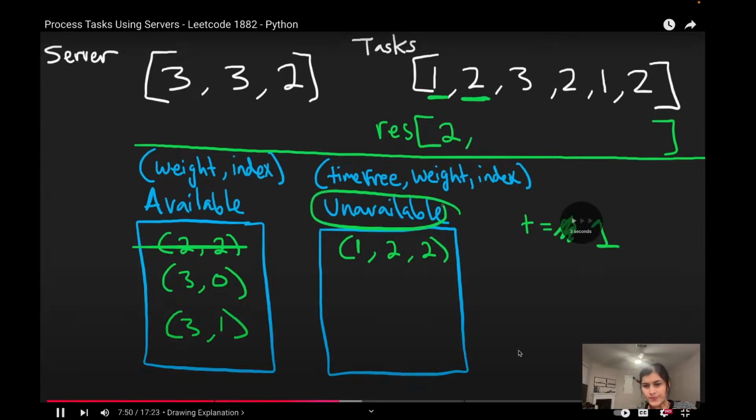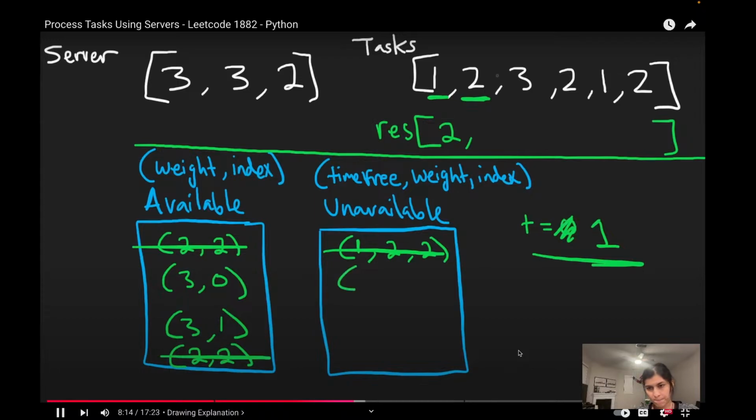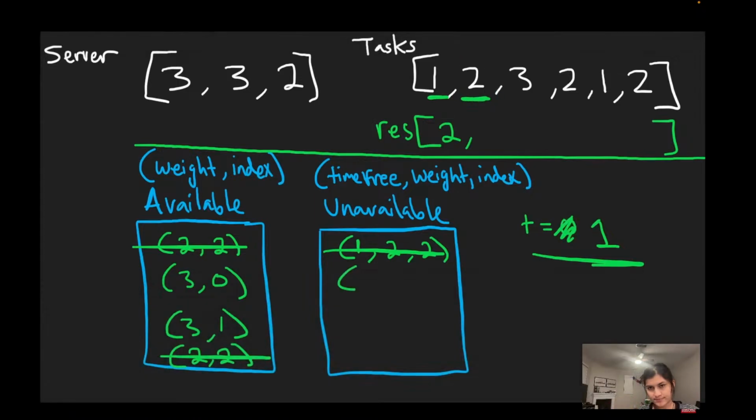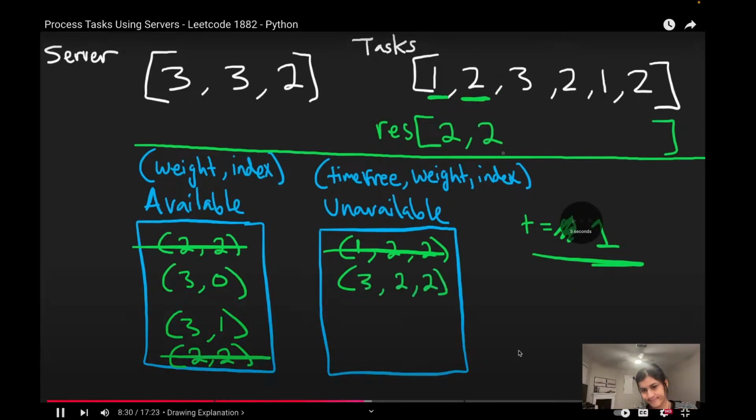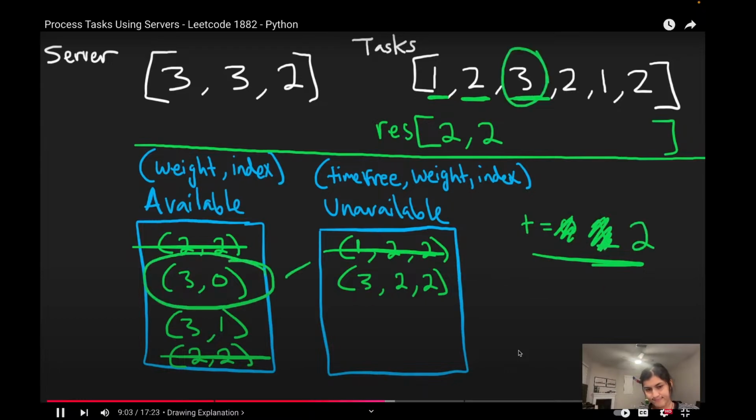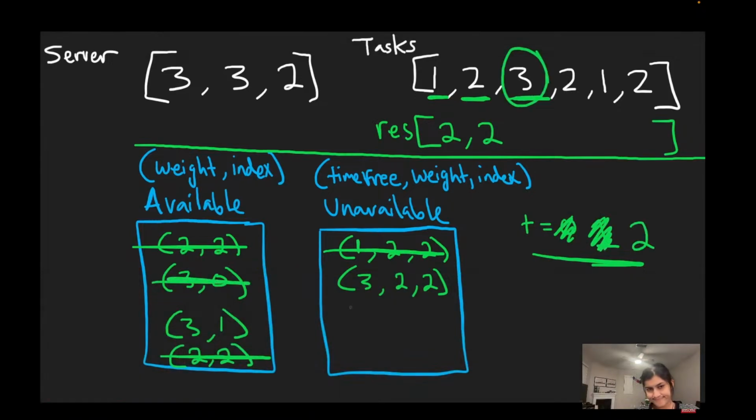So now our next task, because our server at index 2 is available back here. This task takes 2 seconds to complete, and our current time is t equals 1, so that means this server is going to become available at t equals 3. Then we pop the one with the smaller index, so we're going to pop this one and then add it to our unavailable servers. So it has a weight 3, index 0.